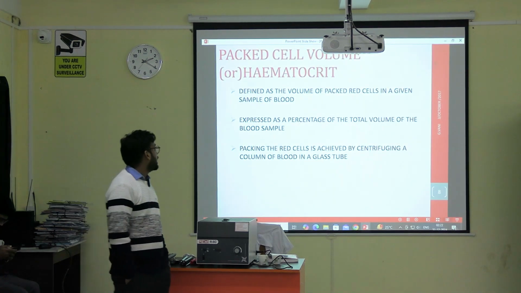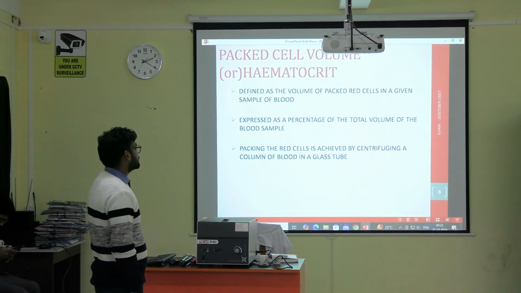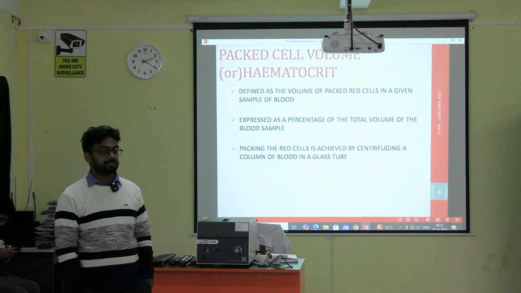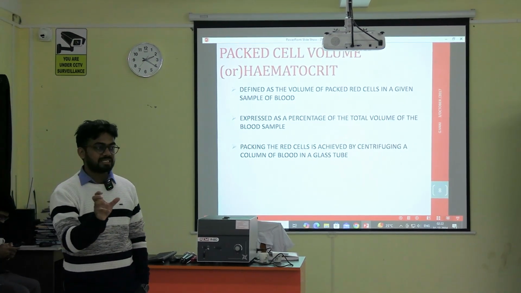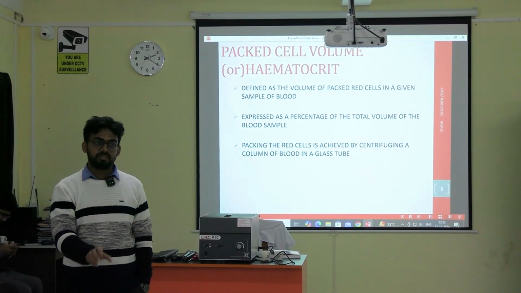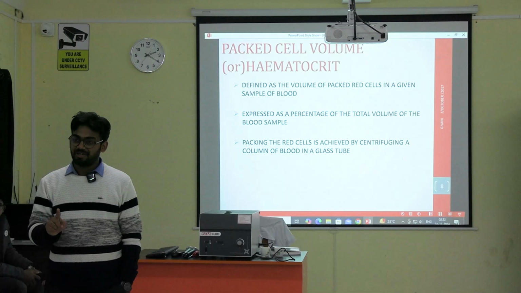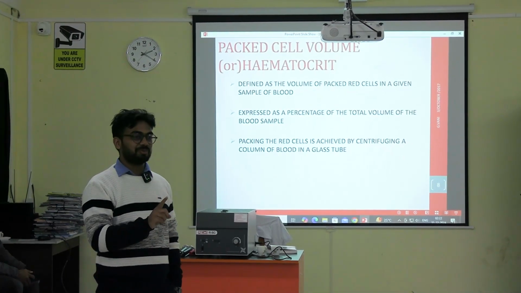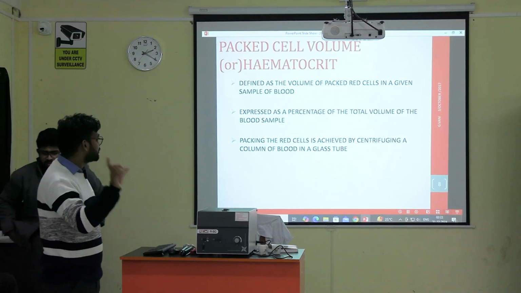So, what is this packed cell volume or hematocrit value? It is defined as the volume of the packed red cells in a given sample of blood. Remember when we were studying RBC indices, we were using the formula where there was PCV also. If you don't remember, go through the book and your previous lessons. PCV was there in the formula.